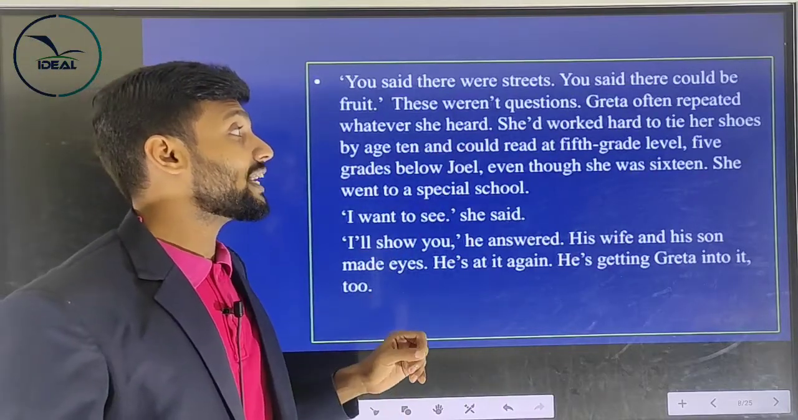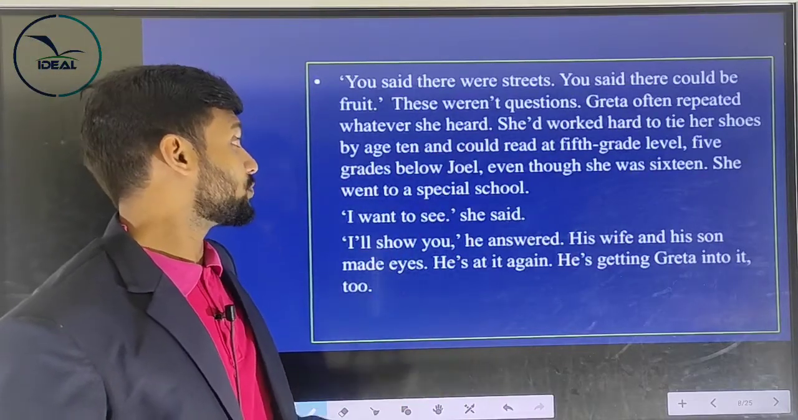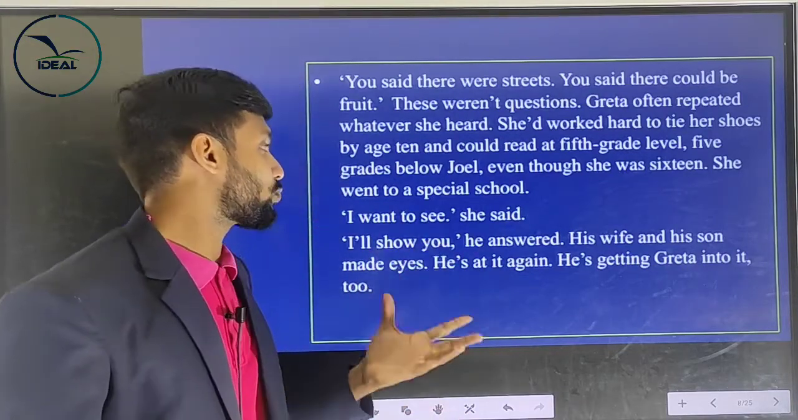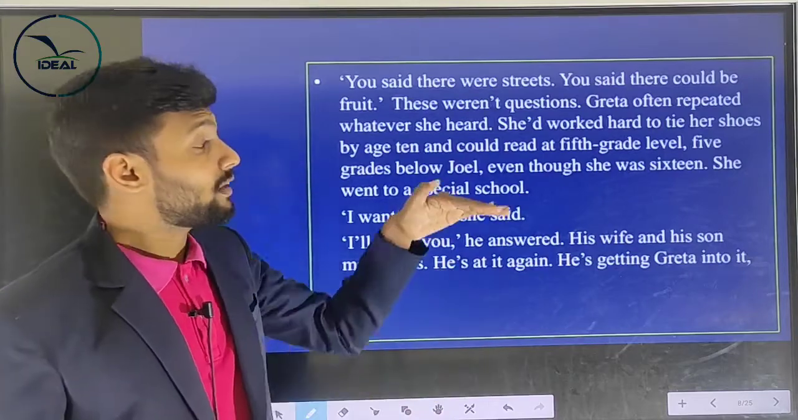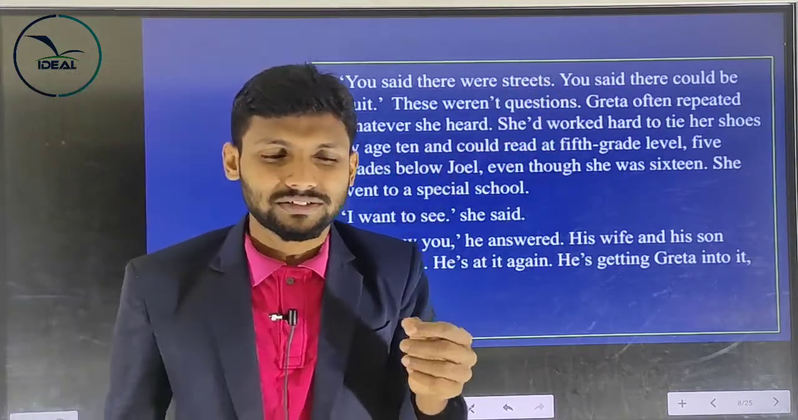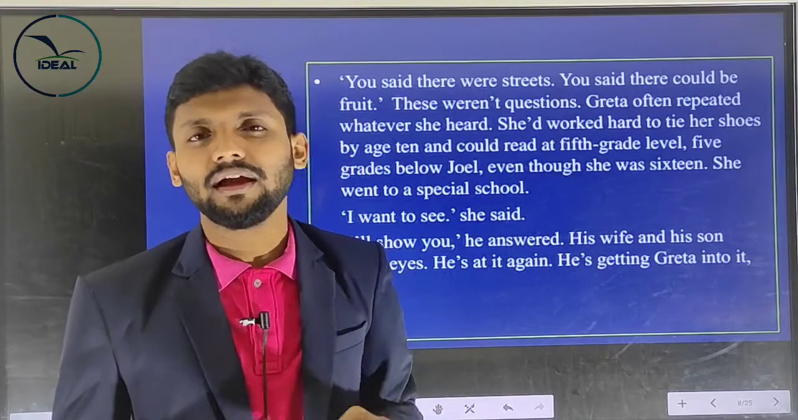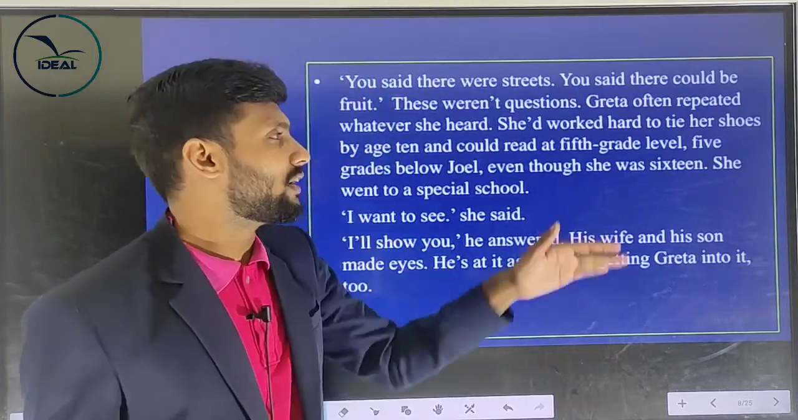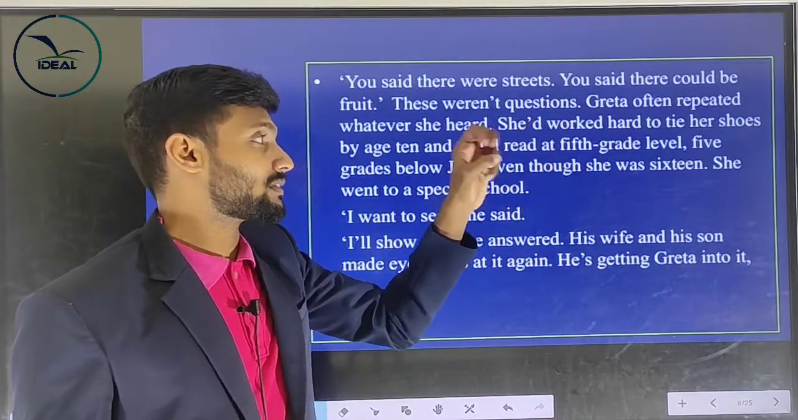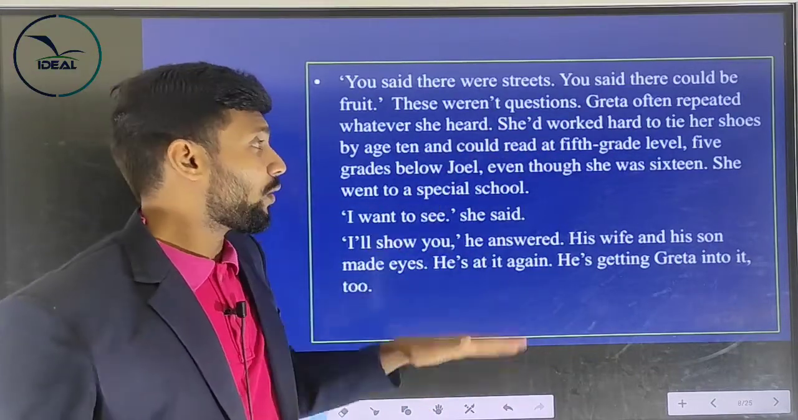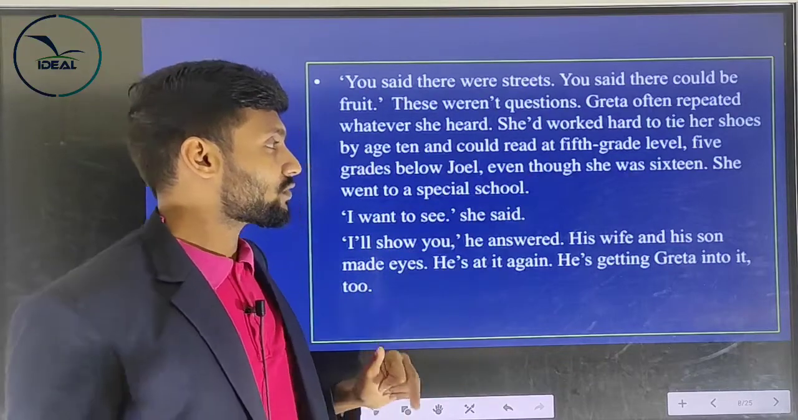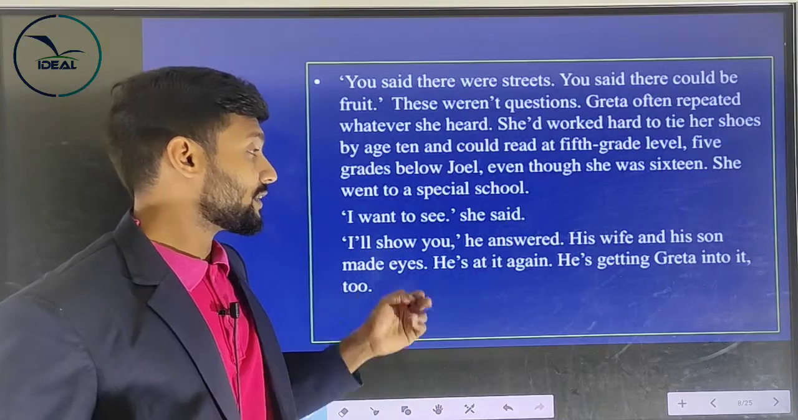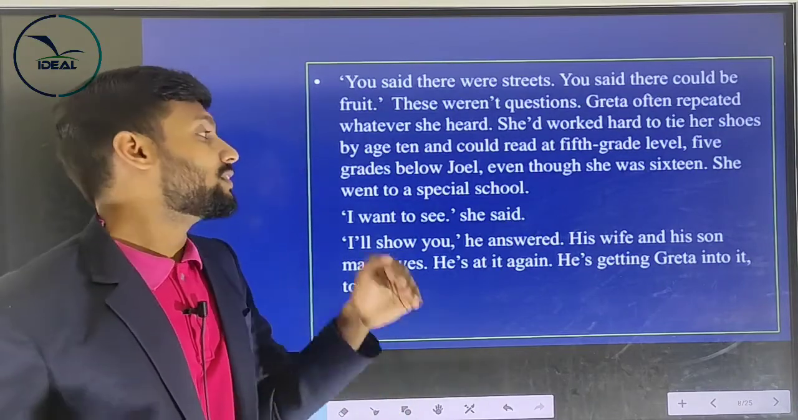She had worked hard to tie her shoes by age 10 and could read at a 5th grade level, 5 grades below Joel. See? She took much effort to tie shoes, so she is a differently abled one, and she can't read up to her own grade. She only read to the grade of a 5th, that was 5 grades below Joel, even though she was 16. Greta was 16. She went to a special school.